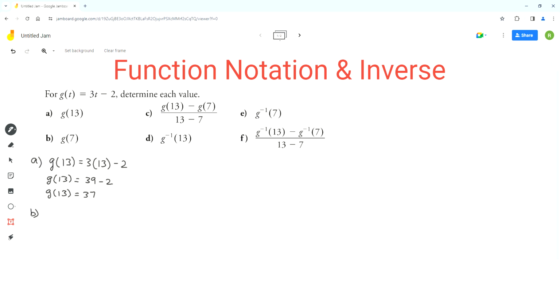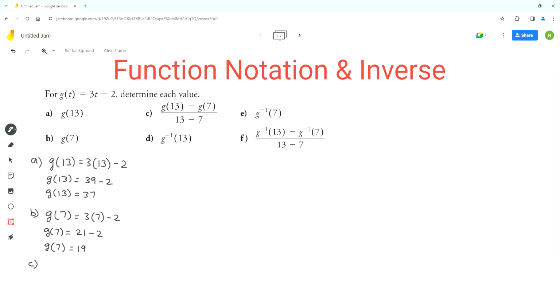Now we can do part B. In part B, we have to find g of 7. So we should sub in t as 7 in the given function g. So g of 7 equals 3 times 7 minus 2. 3 times 7 is 21 minus 2, and g of 7 is equal to 19.